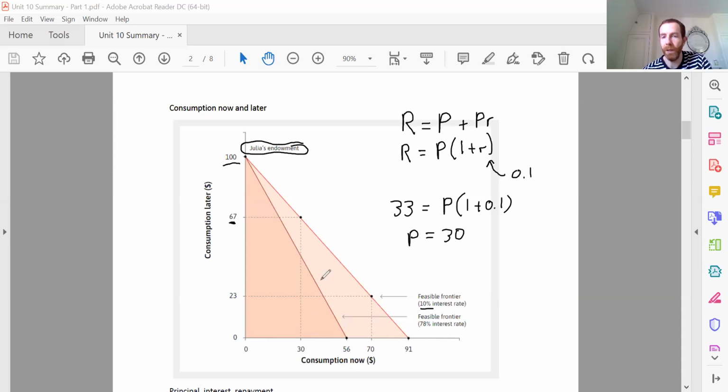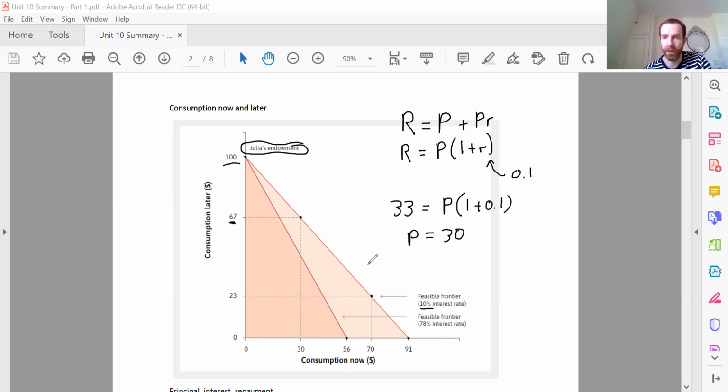And so we could do similar things for all the different possible values of consumption later on, and therefore all the possible repayments she can make later on, and figure out how much consumption you can have right now. And that's essentially how we construct this feasible frontier, how we figure out all the different possible combinations of consumption now and consumption later that Julia can have.